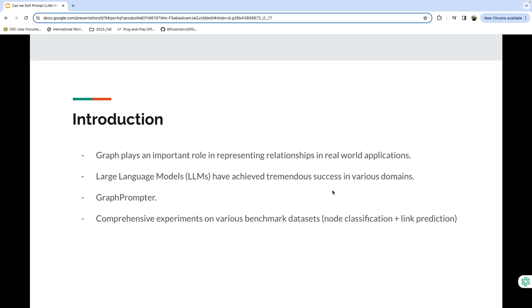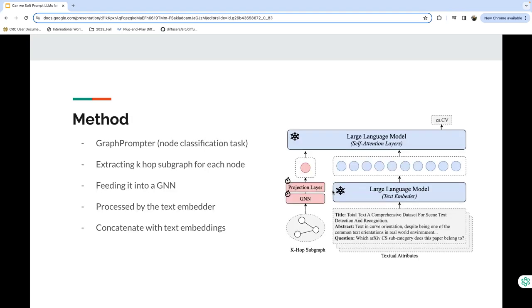However, directly applying large language models to graph modalities presents unique challenges due to the discrepancy and mismatch between the graph and textual modalities. So to resolve this issue, we present Graph Prompter, a novel framework designed to align graph information with large language model through soft prompting. And we conduct comprehensive experiments on various benchmark datasets, on both node classification tasks and link prediction tasks.